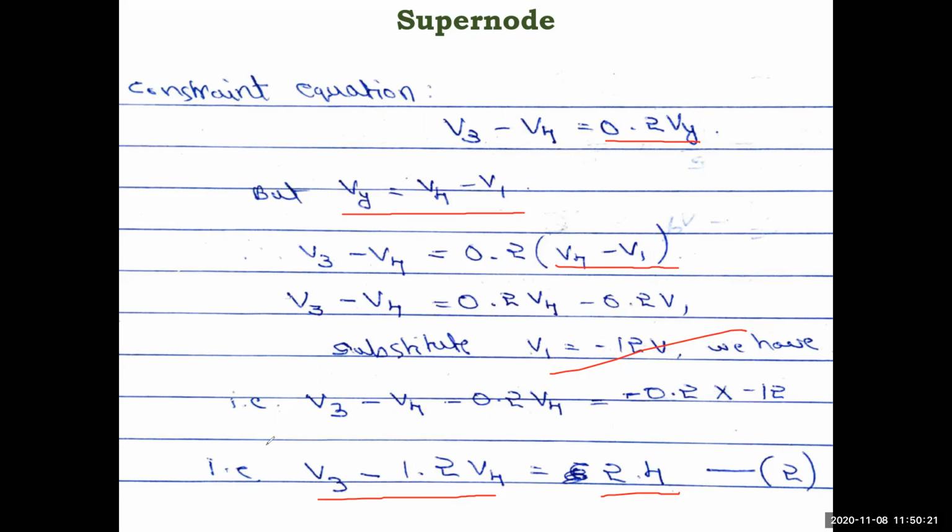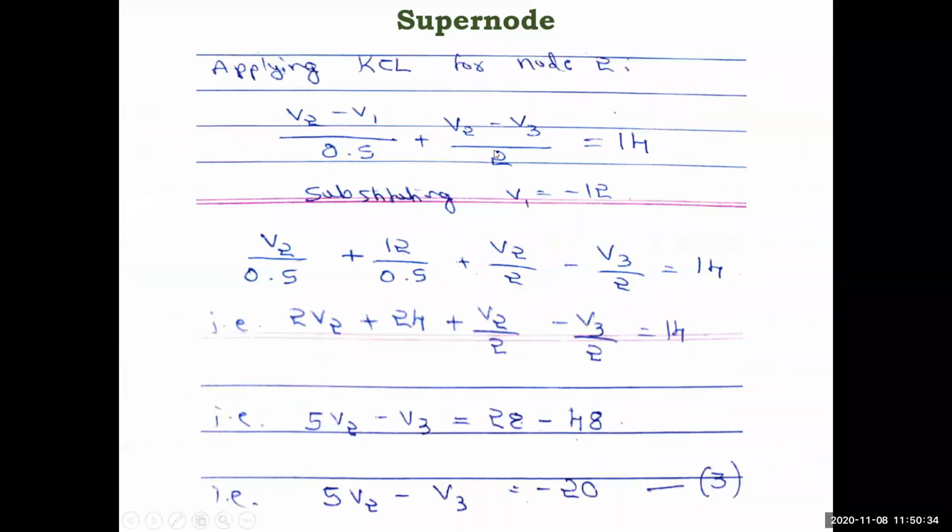That means here the V2 term is 0. While substituting you should be careful. So the V2 term is 0, you only have V3 and V4 terms and a constant term. Clear? Next, third, you write the node equation for node 2. KCL for node 2 you do.